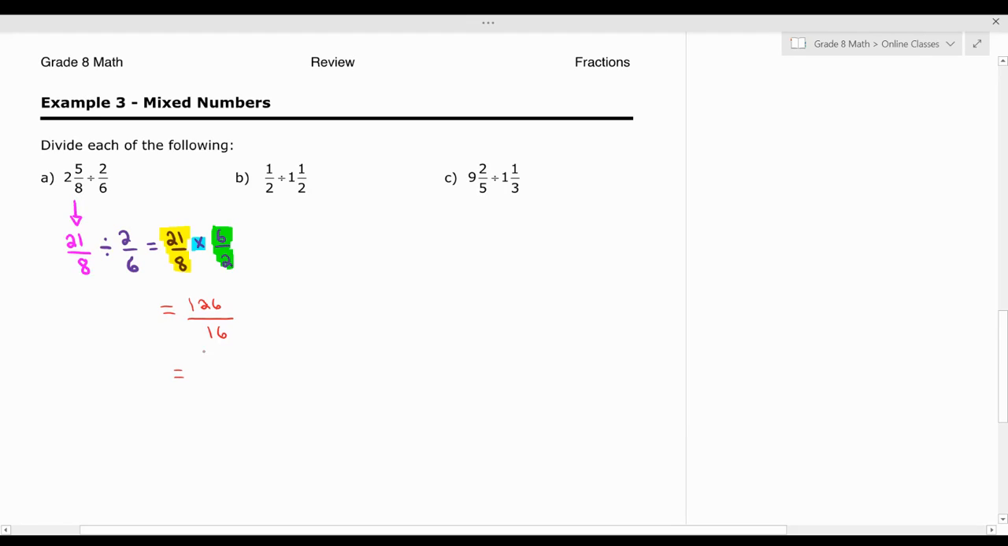We can reduce this down. I can divide top and bottom by 2 to get 63/8. And then it did start with a mixed number as part of your question. So most likely you'd probably want to state your answer as a mixed number. So as improper, it's 63/8. Or I could say that is like you having 7 and 7/8.